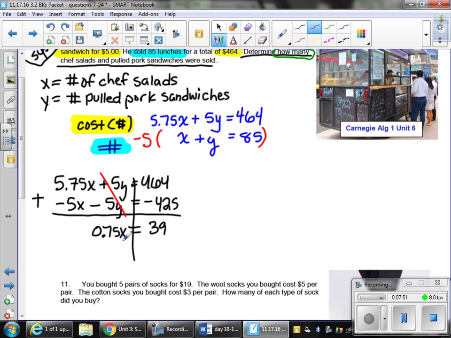Dividing both sides by 0.75, x equals 39 divided by 0.75, 52. 52 what? Let's go back up and look at our variables. x is number of chef salads. So he sold 52 chef salads.